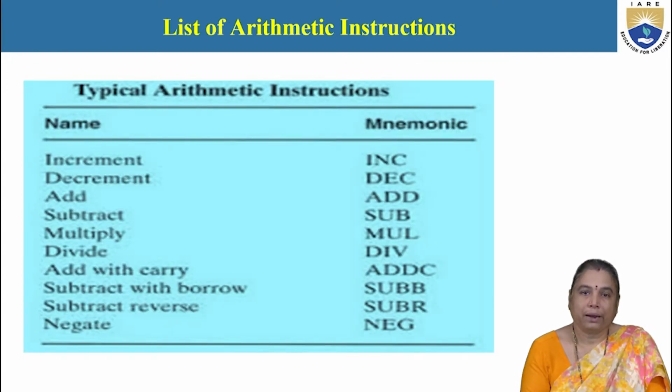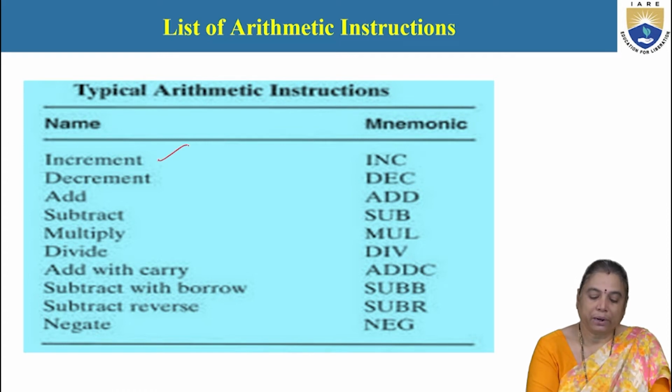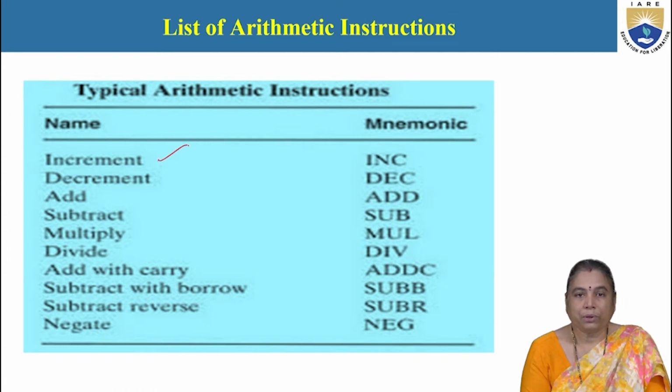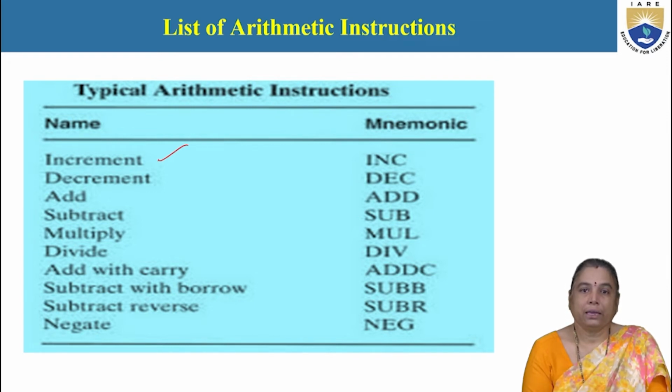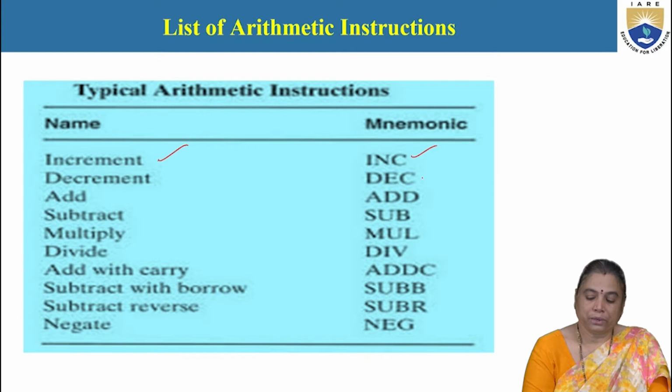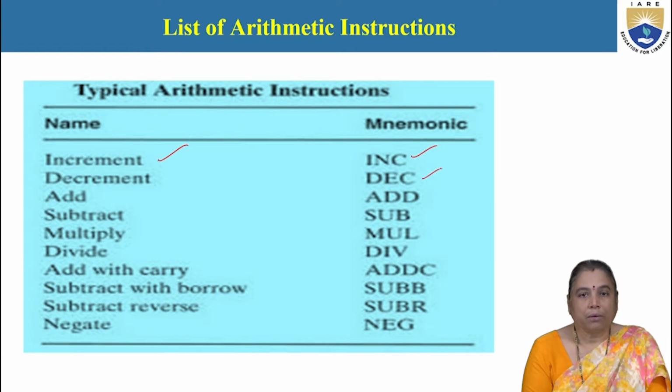The basic variety of instructions available under the arithmetic instruction category are: the first operation is the increment operation. To support the increment operation, the mnemonic that can be used is INC. The second operation is the decrement operation. The mnemonic that can be used is DEC.